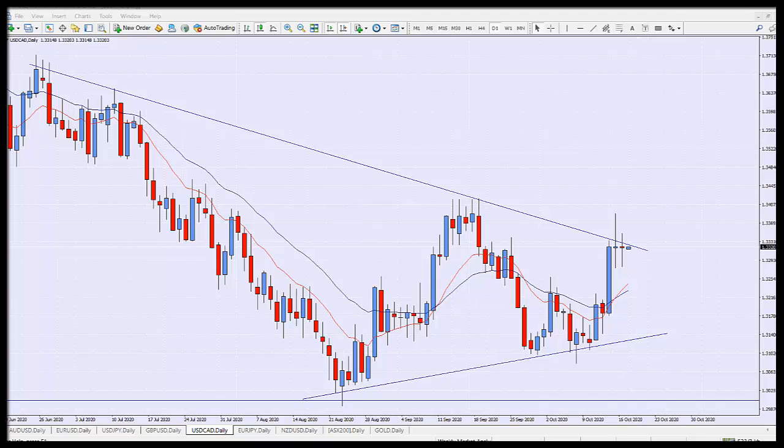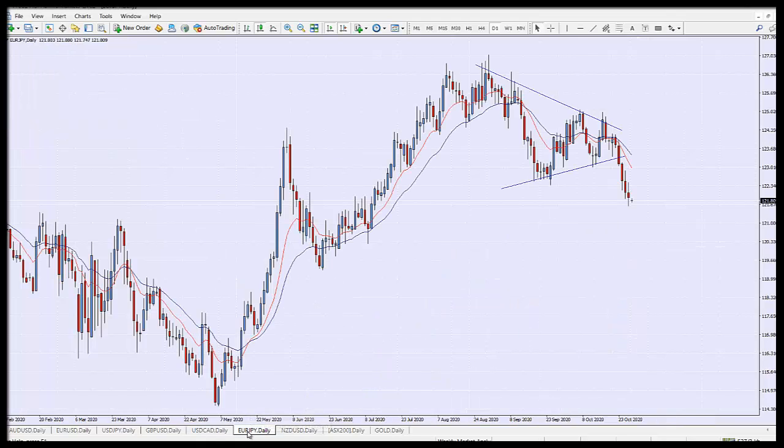Let's see how this one plays out for us. I will track it for us throughout the week as well. Alright, so there you go. That's the US CAD with a pending order in play. Let's move along. Euro Yen.